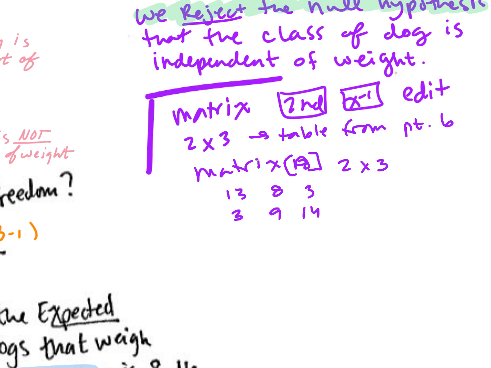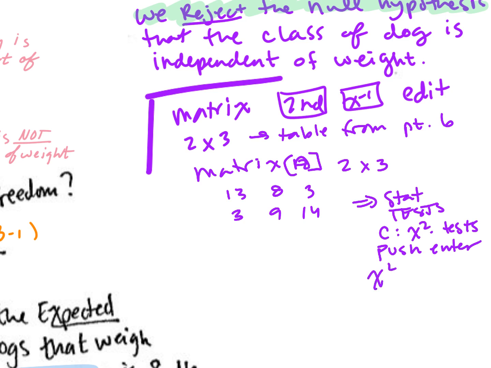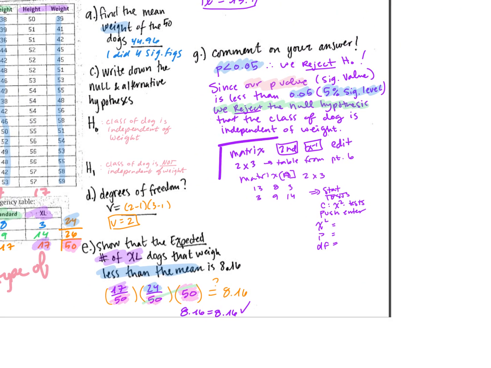Go to stat. Go over to tests. And if you go all the way down, it's C. It's the chi-square test. So hopefully that's easy to find. Push enter. And then you just push enter until you get your data. So it gives you chi-square, it gives you your p-value, and it gives you your degree of freedom. So you should see all 3 of those. If not, something's up with your calculator, and I'm sorry.